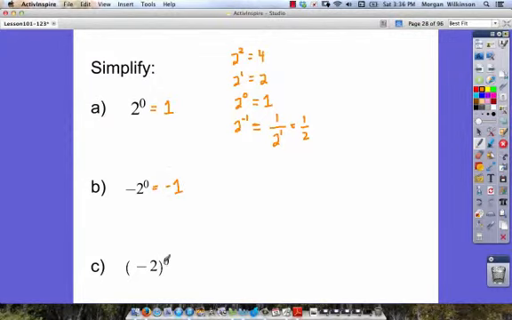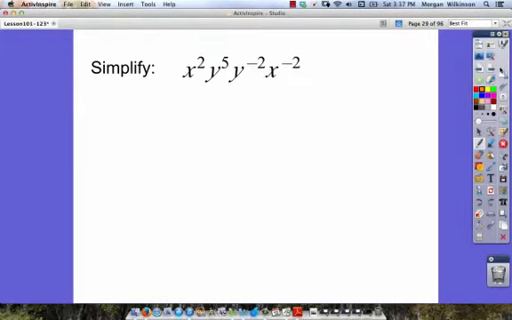Negative 2 to the 0th power. Well, the negative is part of the 2 because it's within the parentheses. So any number to the 0th power must be 1. And we've got our final answer. So any non-zero number to the 0th power, what does it give us? Good. Hopefully you said 1, because that's the correct answer.